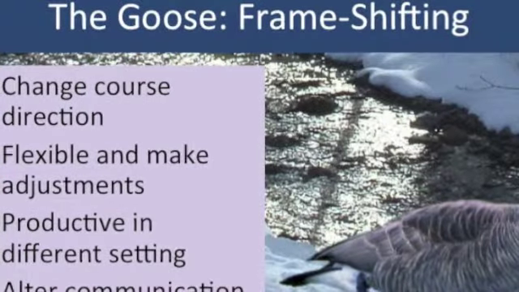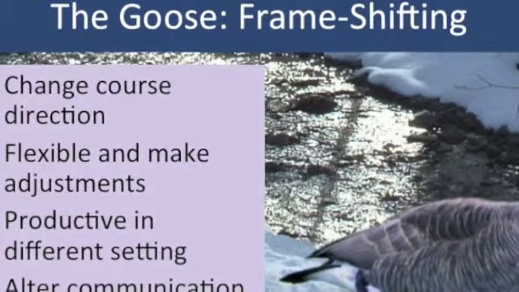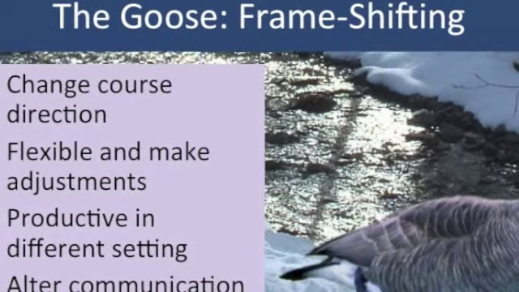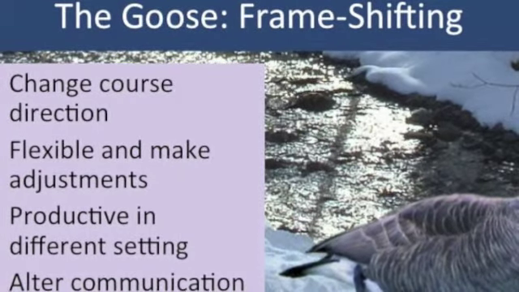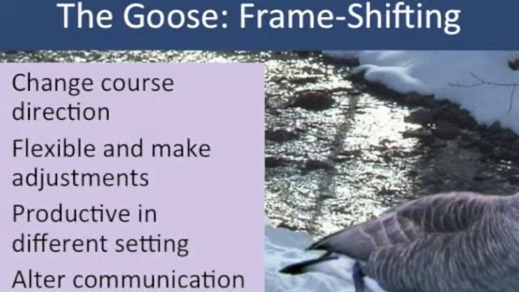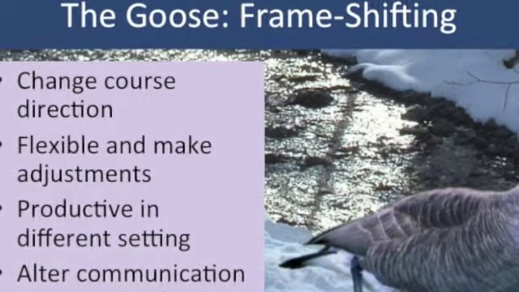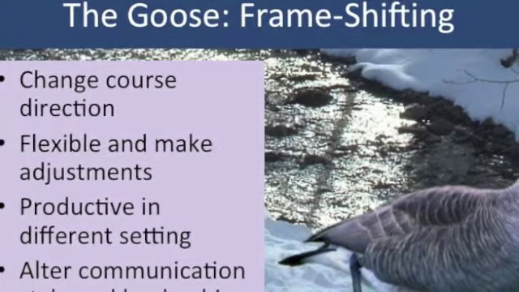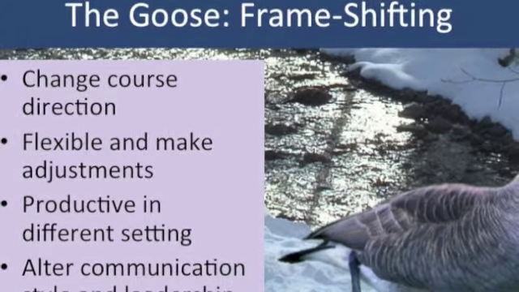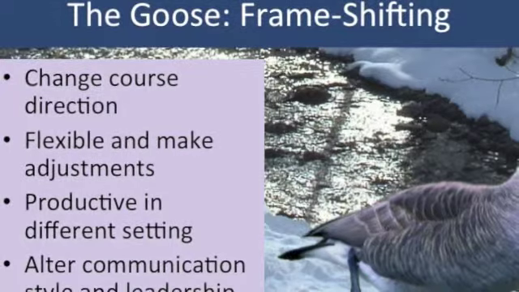Next, we will observe the goose as an animal that has perfected frame shifting. Geese change their course direction depending on their climate. In the winter, they migrate to warmer areas, and they return home in the summer. They are flexible and make adjustments to the situation at hand, and they are able to carry on and be just as productive in a completely different setting.